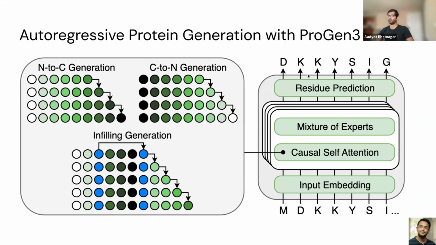For the self-attention, we still have this left to right attention mask, and that by default enables you to do protein generation from the N terminal to the C terminal, or from the C terminal to the N terminal. One of the new capabilities we add in ProGen3 is also this ability to fill in the middle or do infilling.